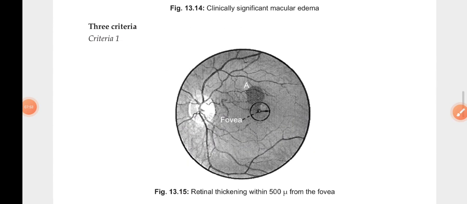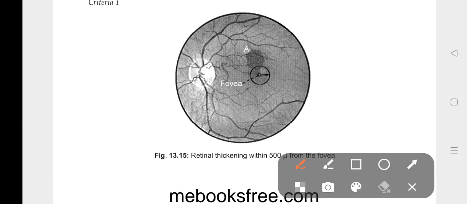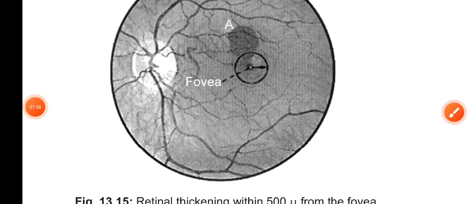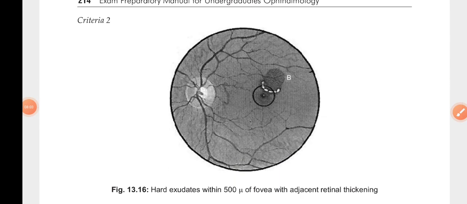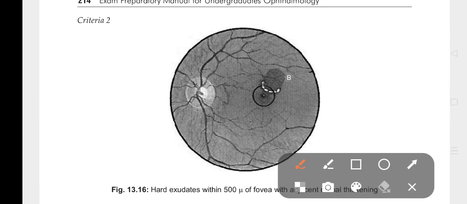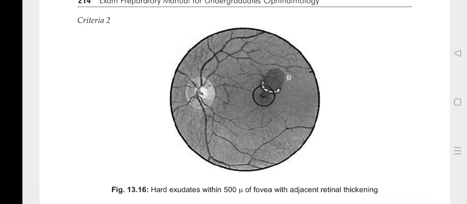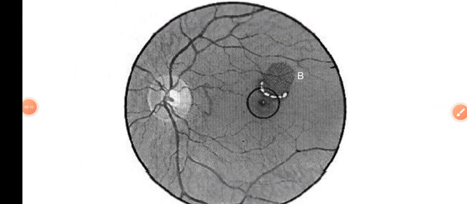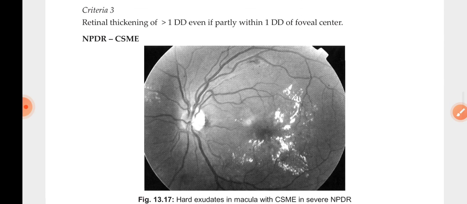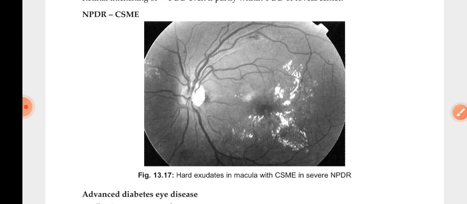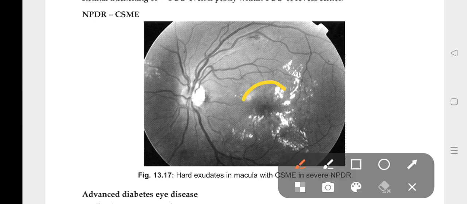Here you can see retinal thickening is present within 500 micrometers, within one disc diameter. Next, criterion 2, hard exudates are seen. These whitish things are hard exudates within one disc diameter. Next, in criterion 3, there is involvement greater than one disc diameter, along with hard exudates seen more than one disc diameter, everywhere.